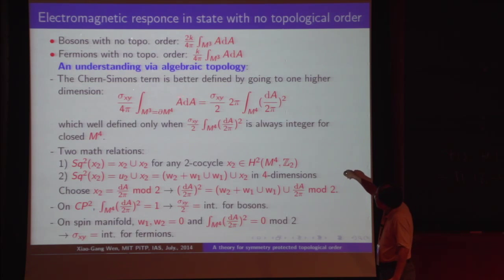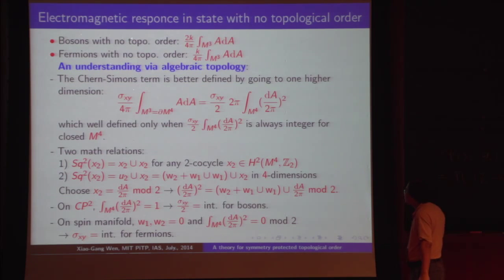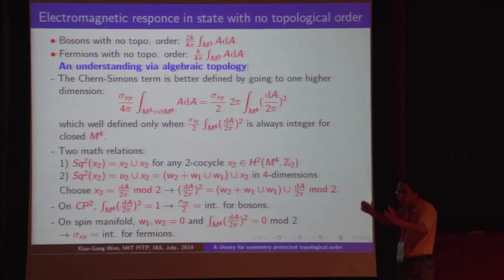So this Chern-Simons term is not quite well defined, especially when the U1 bundle is non-trivial. But we can make it a little better defined by viewing the Chern-Simons theory from the Witten point of view, as an integral over a four-manifold, which is F squared, which is well defined. But this four-manifold has a boundary. Therefore, we just define the Chern-Simons theory on the three-manifold in terms of the extension to the four-manifold with the boundary. This is a standard thing to do.